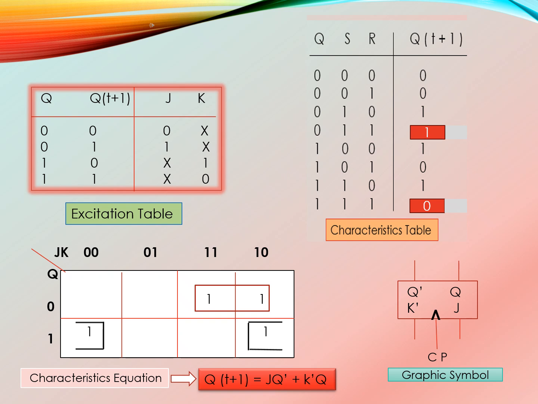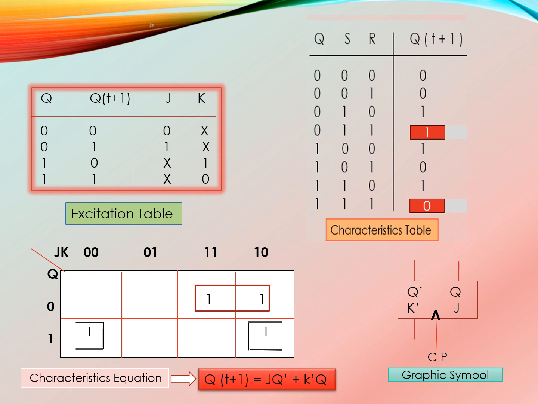When the current state is 1 and the next state is 0, J can be anything and K is 1. And when Q and Q(t+1), that means current state and the next state, both are 1, J can be anything and K is 0.